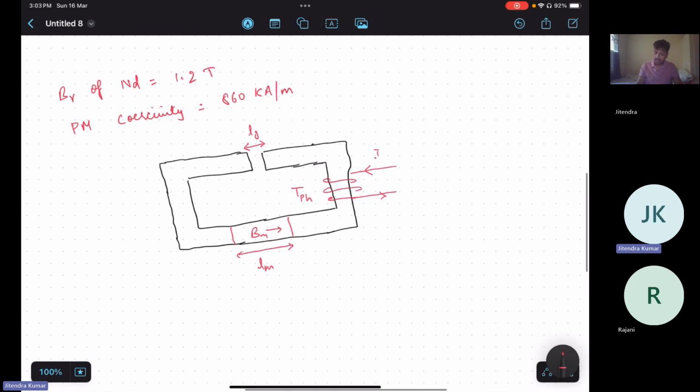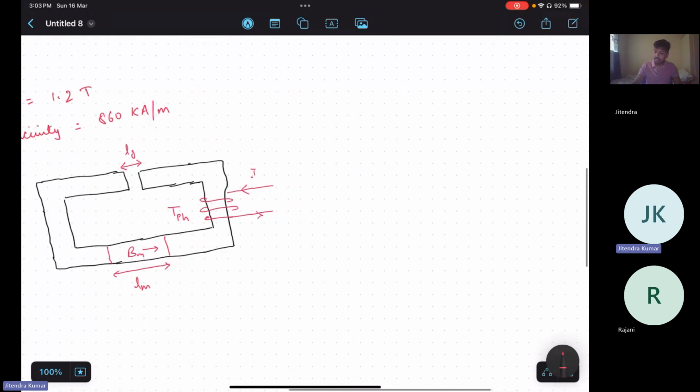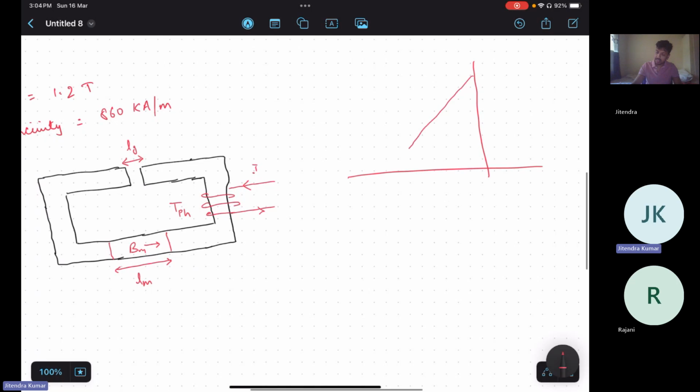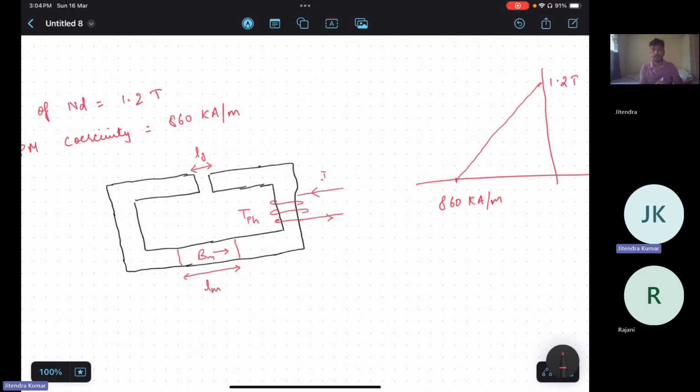What coercivity and Br mean here is that we have a second quadrant operation and we have to assume a straight line demagnetization. So it will be 1.2 Tesla and this coercivity is 860 kiloampere per meter. This is at load and this will be the intrinsic characteristic.